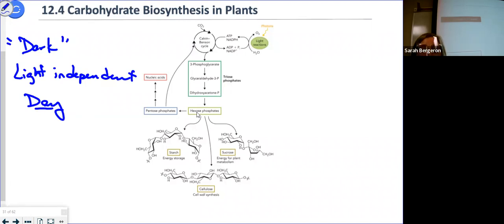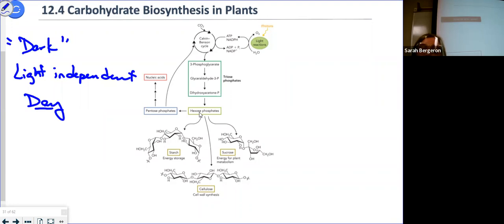The other thing that can happen is there's enough energy, the energy charge of the plant cell is very high. So instead of using it for energy, we're going to store it as starch, right? Because it's going to get dark. We need to have some storage for the dark. The other thing is it can be used to form cellulose. Cellulose is part of your cell wall in plants. So those are three big uses of those hexose phosphates.